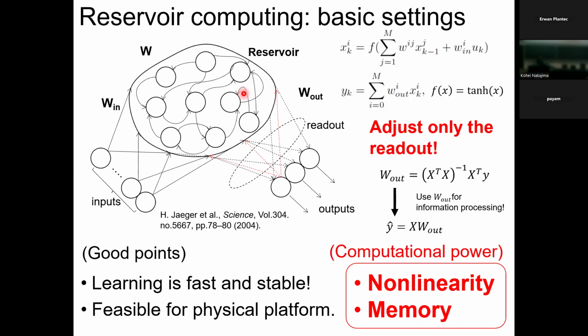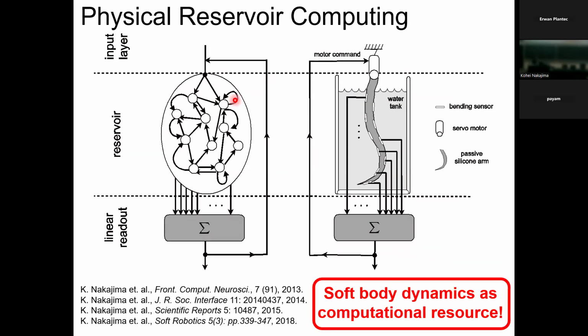And obviously, according to this system architecture, the dynamics of the reservoir is very important, especially the nonlinearity and memory included in this reservoir dynamics, which characterize the computational capability of this system. Also, because this reservoir part is not affected by the training, we can replace this middle layer with the physical dynamics. That's the basic concept of physical reservoir computing.